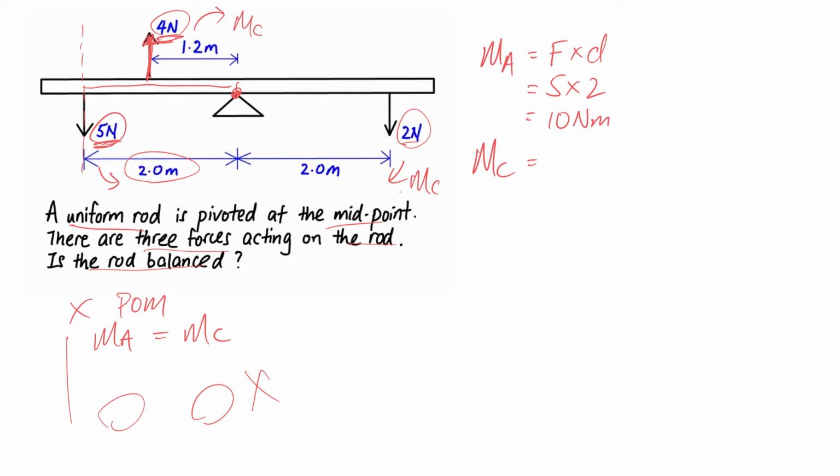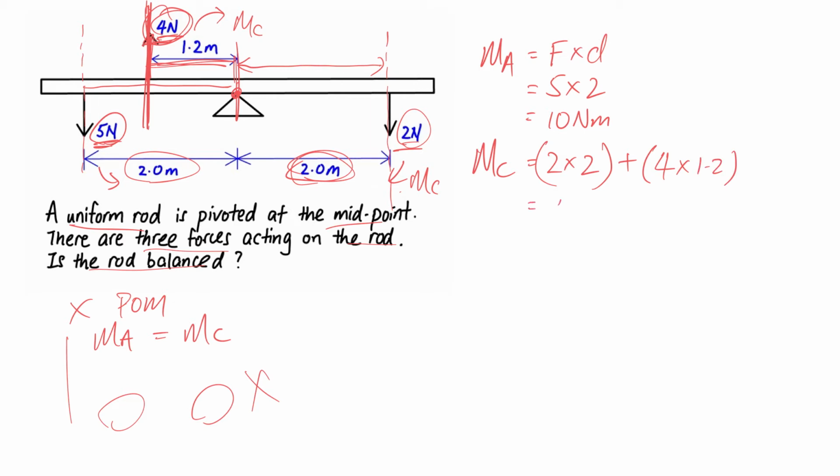Let's go to the clockwise moment. Let's start with the 2 Newton force times the perpendicular distance, which is from the line of action of the force all the way to the pivot. Take note of that, and it's clearly indicated already. It's just 2 meters, and because it's called the sum of clockwise, this 4 Newton is also creating clockwise, so I do it separately and then sum it up. So it's 4 times the perpendicular distance from the line of action of the force all the way to the pivot. So this is 1.2, and if you sum them up, that will be 8.8 Newton meters.